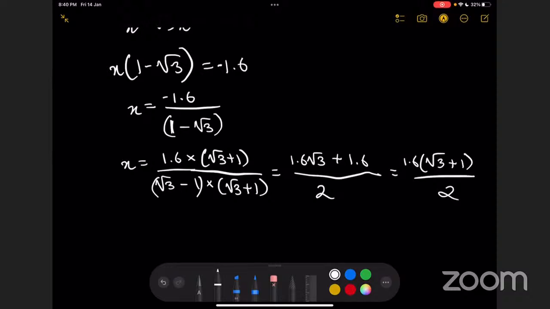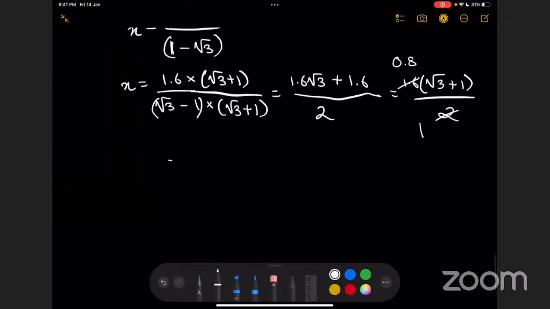Then I can leave it here. I don't have to multiply 1.6 and 3, it's 30 out. Will this be correct? So this is 0.8. 1.6 divided by 2 is 0.8. So just 0.8 times √3 plus 1.